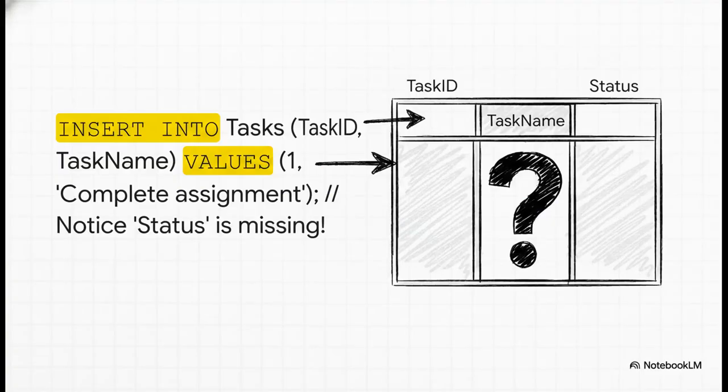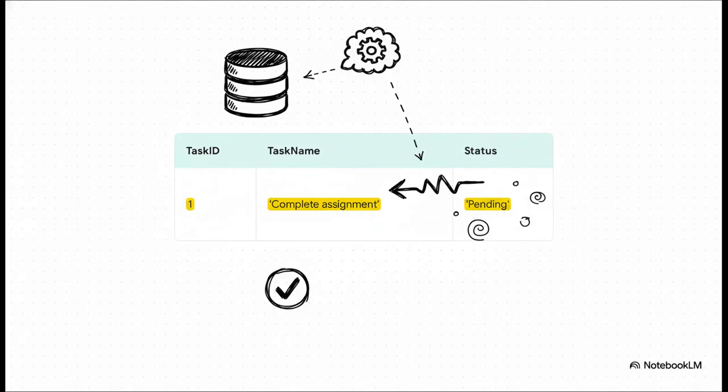Now, notice what's missing in this command. We're inserting into a tasks table, but we're only providing a task ID and a task name. We haven't said a single thing about the status column. And now look at the result. The status column was automatically filled in with pending. The database saw we didn't give it a status, so it just used the default we set up earlier. This makes our code so much cleaner and keeps our data really consistent.